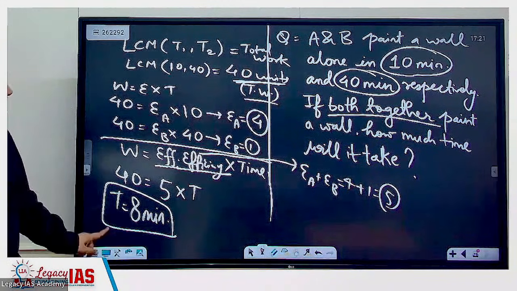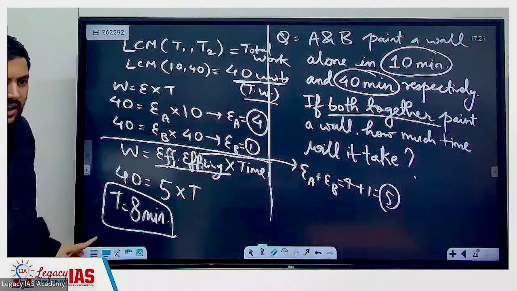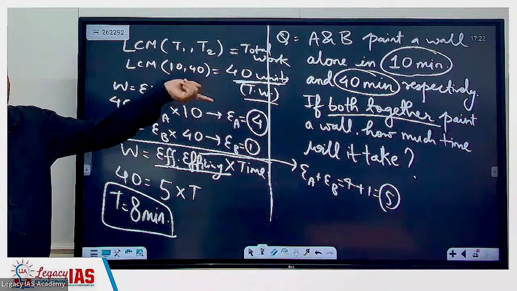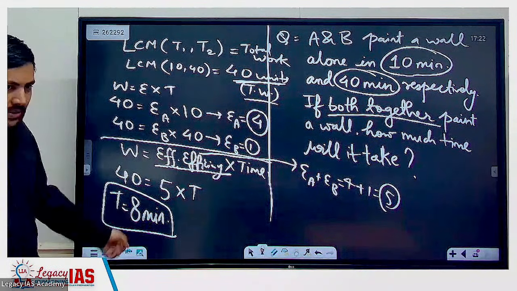Of course, it came less than both of them, 10 minutes and 40 minutes. It should come less than them, because A by himself alone was able to do it in 10 minutes. So this should be something less.